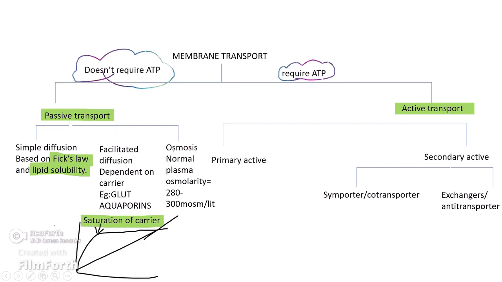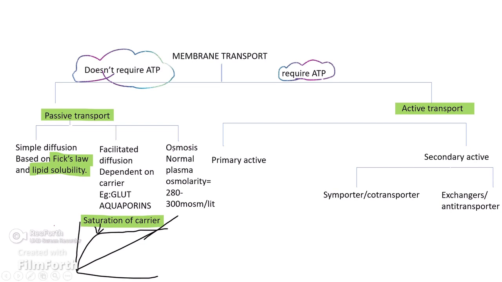Okay, and one more thing you have to remember, this graph. Since in facilitated diffusion there is a carrier, it will get saturated at a point. So the graph will come out like this, a parabola or something. And the straight line is the simple diffusion graph. Okay. One more passive transport mechanism is osmosis. Normal plasma osmolality is 280 to 300 milliosmoles. Sodium and water is required for osmosis.